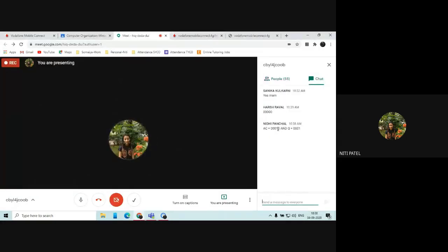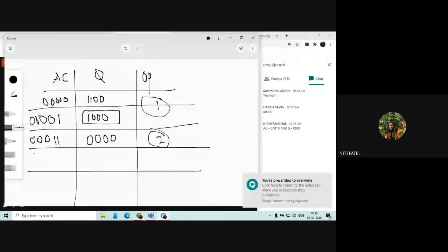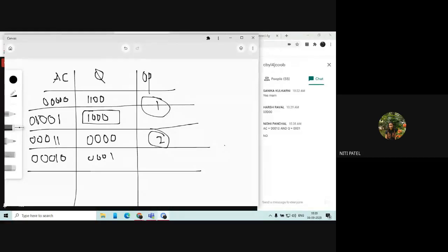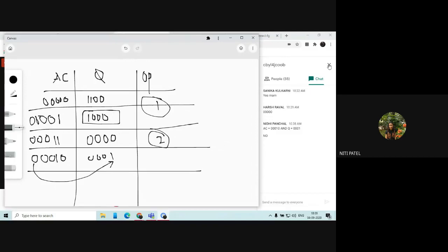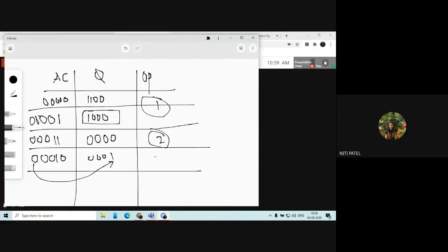Okay. Nidhi, third cycle. AC is 00010 and Q is 0001. Okay, correct. So the contents of AC is 00010 and Q is 0001. So tell me, Nidhi, have you performed restoring here? Yes or no? No. Why? Because your AC was 0, so you directly converted Q0 as 1. So whenever we change it from 0 to 1, we are not supposed to restore.